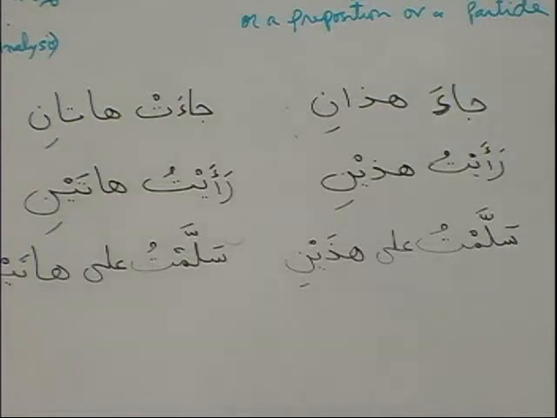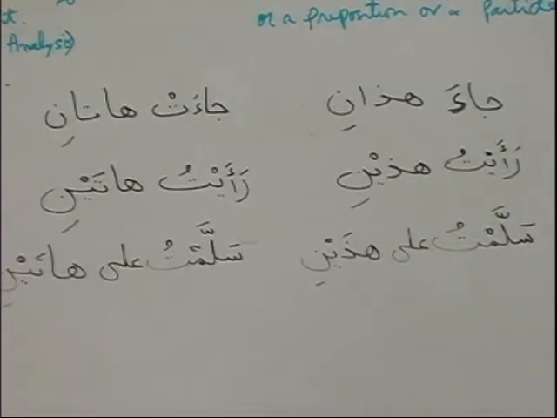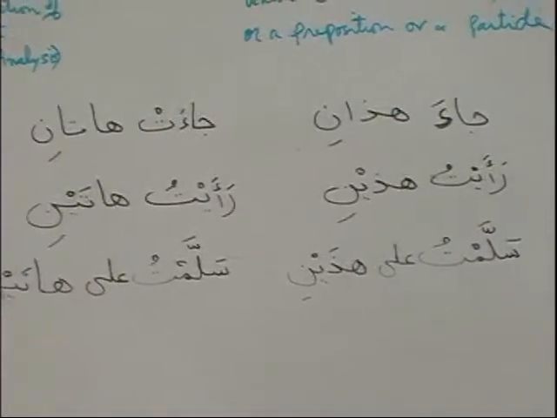In other words, brothers and sisters, hazani and hatani will be dealt like duals. As you describe and analyze duals, you will analyze hazani and hatani. Because they are not mabni. Haza is mabni. Hazani is mu'arab. It will change. Okay? Fine, brother. Ra'aytu hazaini.